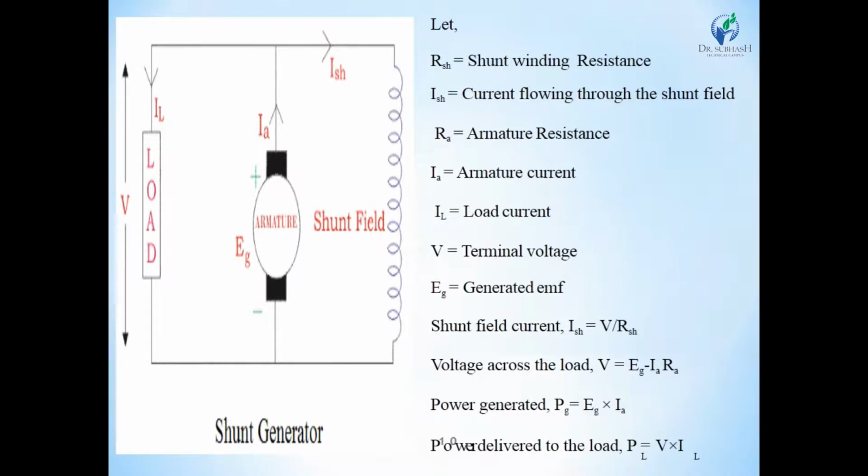Now we are going for the voltage and current relation. In this figure, we can conclude that the armature has to supply the field current as well as the load current. So we write that IA is equal to ISH plus IL. The load voltage is equal to the voltage across the shunt field winding. Hence, the field current is given by ISH is equal to Vt upon RSH, and the load current is given by IL is equal to VL upon RL.